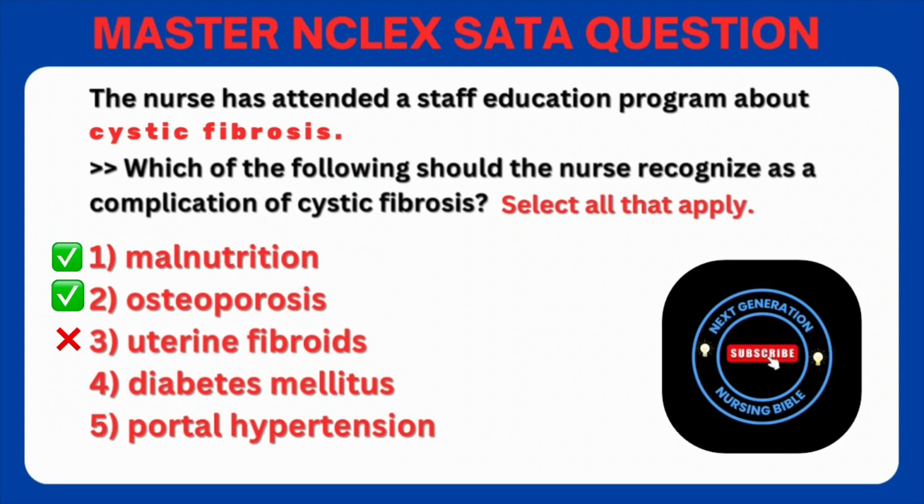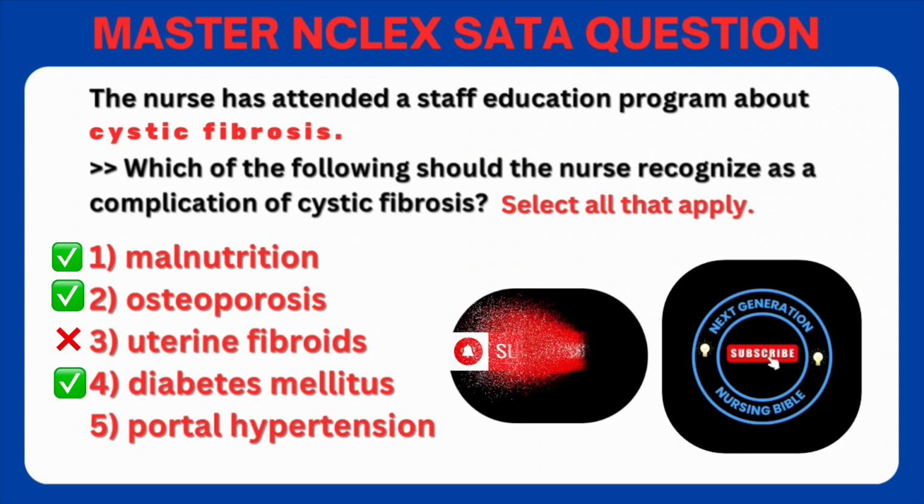Option 4, diabetes mellitus. This one is a common complication for patients with cystic fibrosis. We know that those thickened secretions affect organ function in the body, and the pancreas is in particular affected. It affects the secretion of pancreatic enzymes, and it also causes dysfunction in the insulin production. So diabetes is very common in patients with cystic fibrosis.